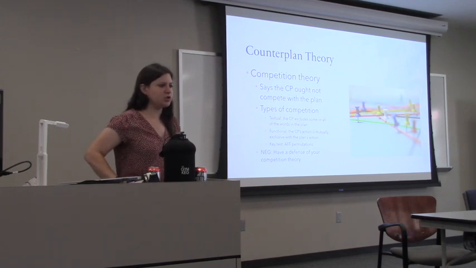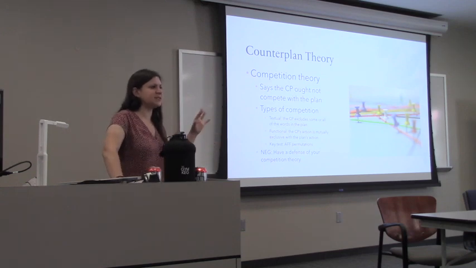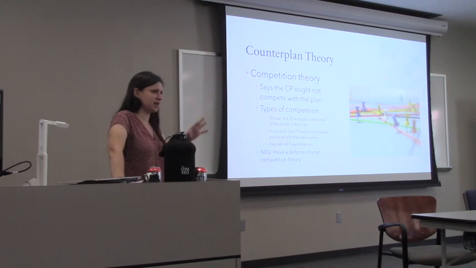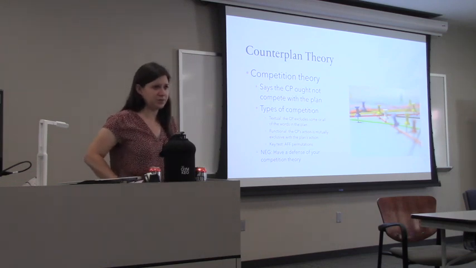Parker brought this up, but there are two ways that a counterplan can compete. Beyond mutual exclusivity and net benefits, there are two ways of thinking about how the counterplan can be demonstrated to be mutually exclusive. The first is textual competition. Textual competition means that the counterplan excludes some or all of the words in the plan.